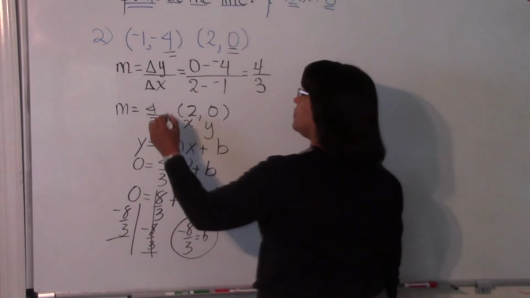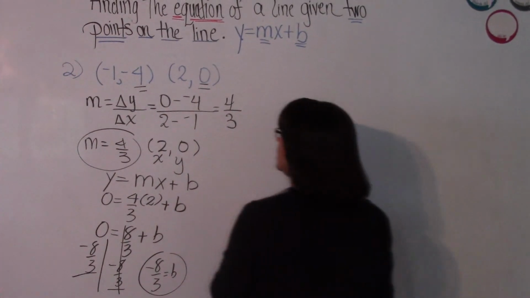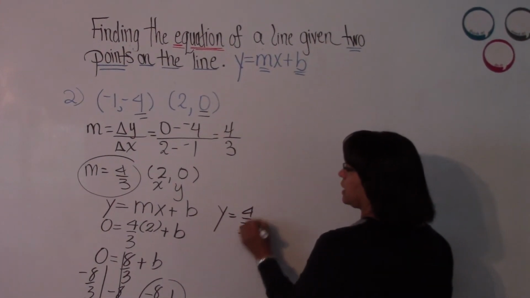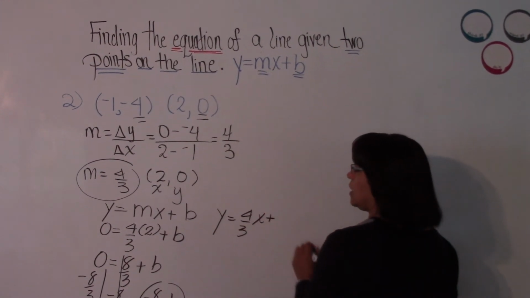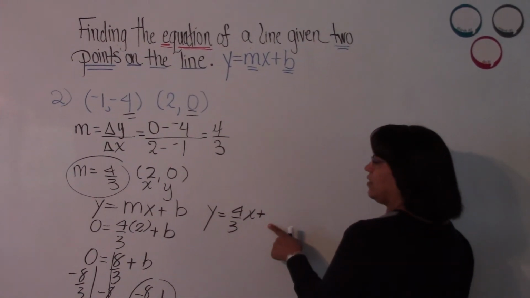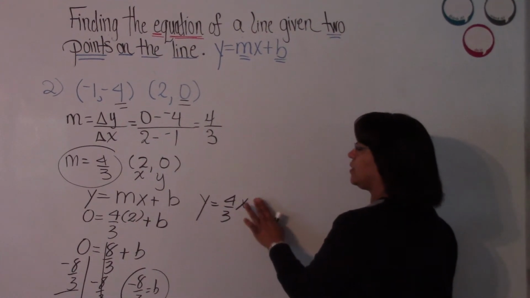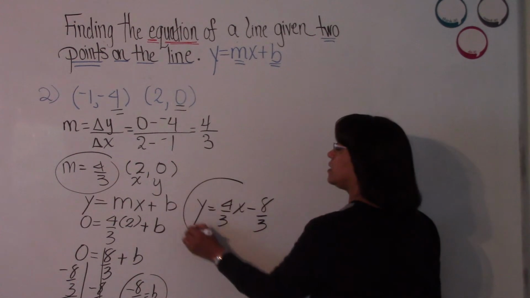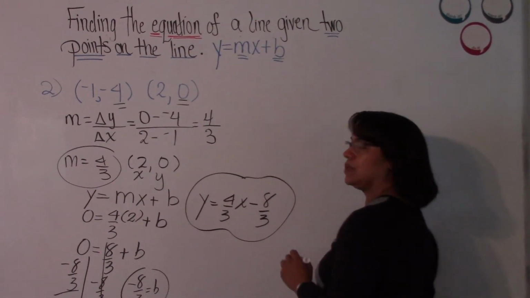So we have b, and we already got m. So now we're going to plug that into y equals m, which is 4/3 x, plus b. Now since b is -8/3, instead of putting that plus sign there, I'm going to go ahead and put a minus sign. And we're done with this problem. And that's your answer to number 2.